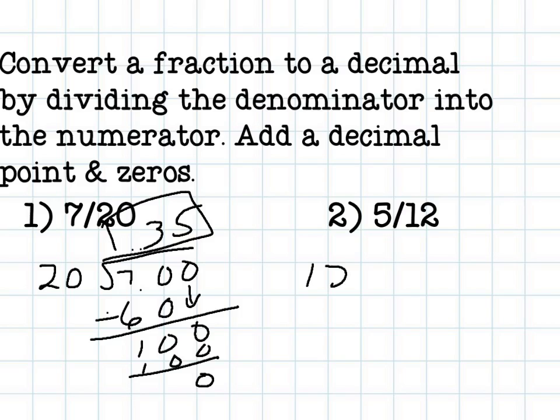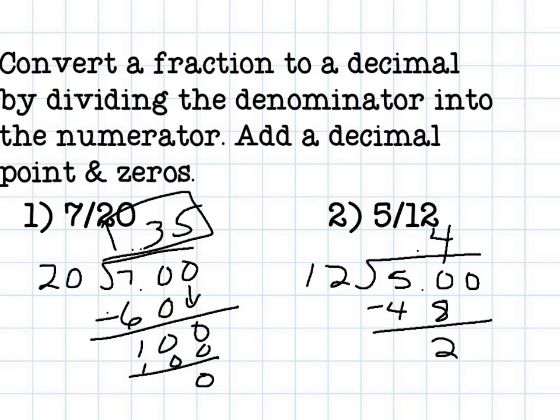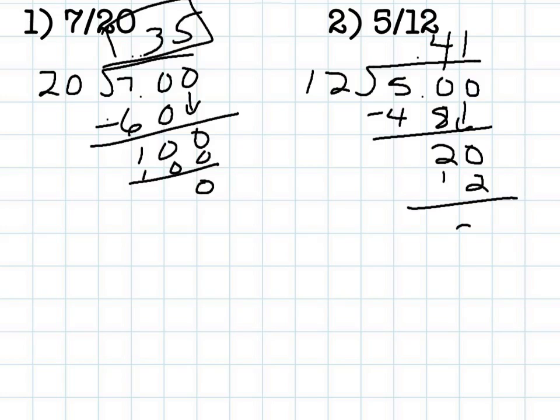So you divide 12 into 5, add a decimal and 2 zeros to begin with. Bring your decimal point up. 12 does not go into 5, but 12 goes into 50 4 times. 4 times 12 is 48. Subtract, you're left with 2. Bring down the 0. 12 goes into 20 one time. 1 times 12 is 12. Subtract, you're left with 8.